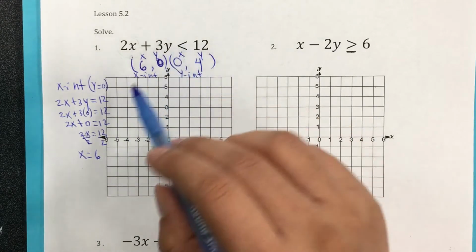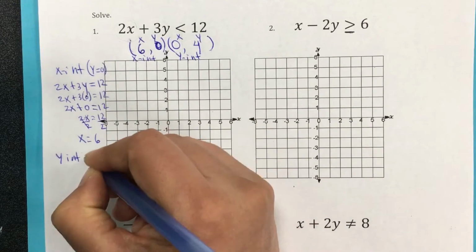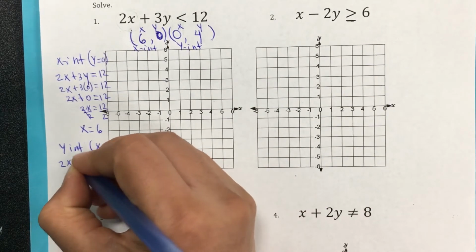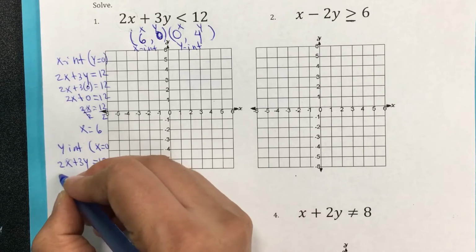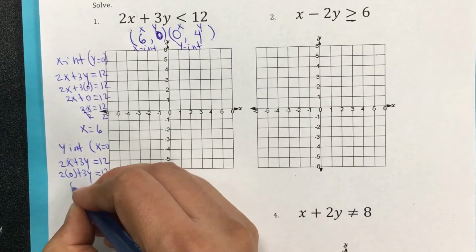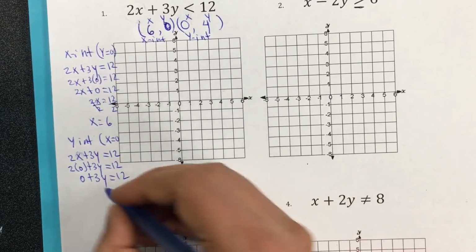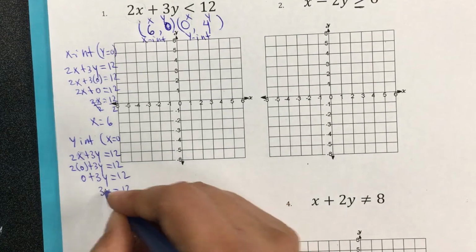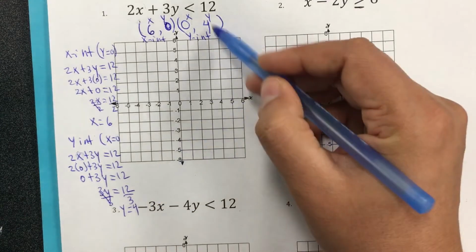Now to find the y-intercept, x is 0. Okay, for the y-intercept, x equals 0. It's always the opposite. So it's going to be 2x plus 3y equals 12. The x is replaced with 0, so 2 times 0 plus 3y equals 12. 2 times 0 is 0, plus 3y equals 12. 0 plus 3y is 3y equals 12. Finally, if I'm multiplying, the opposite is to divide. And so y is equal to 4. That's where the 4 came from.